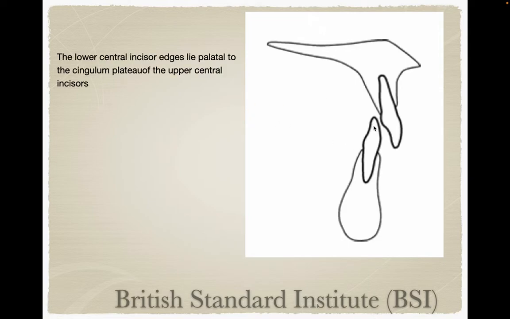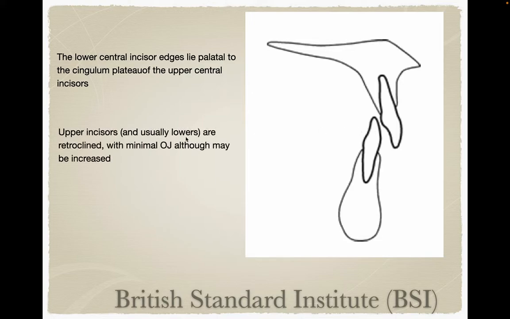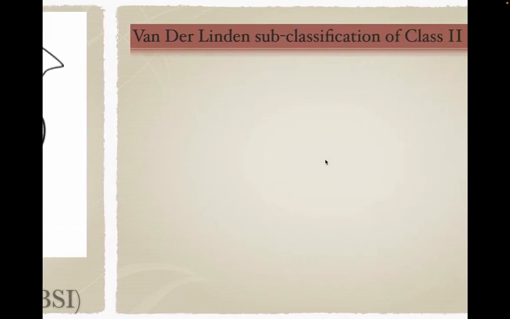to the cingulum plateau of the upper incisors, while the upper incisors, and usually the lower, but mainly the upper incisors, are retroclined, and the overjet will usually be minimal, though it could be increased, and there will be a deep overbite.